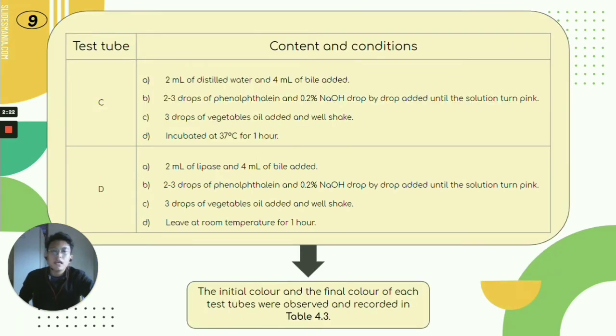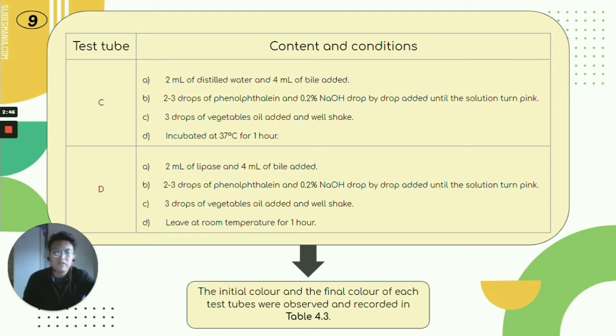For test tube C, which contains 2 ml of distilled water and 4 ml of bile, the second step is 2 or 3 drops of phenolphthalein and 0.2% sodium hydroxide, added drop by drop until the solution turns pink. 3 drops of vegetable oil were added and well shaken. The tube was also incubated at 37 degrees Celsius for 1 hour.